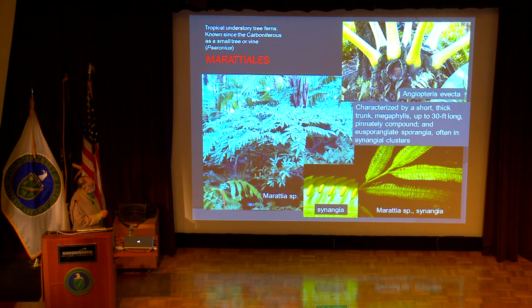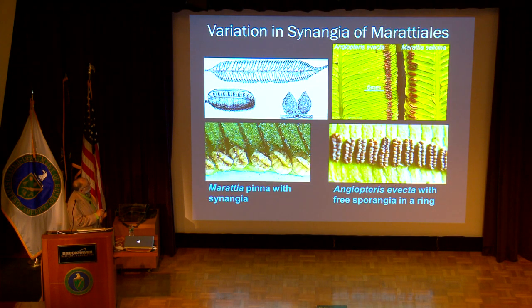The eusporangiate sporangia are often in synangial clusters. That's this, synangia. Or they could be free, as I'll show you later, in Angiopteris. Okay, here's the variation in the Marattiales. This is only what's alive today. These go back to the Permian and probably the Carboniferous as well. So here's the free sporangia clustered into sori, you could say, and here are the fused sporangia in the synangium. Synangium, clusters of sporangia.